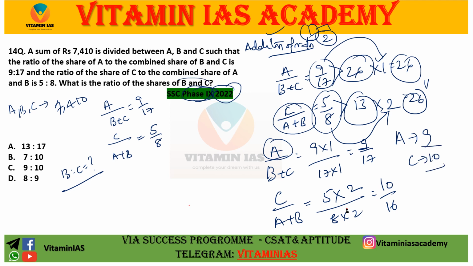But here they are asking for the B to C value. A we already know is 9, and C we already know. Just substitute here and you will easily get it. A plus B, how much? 16. You already know A is equal to 9, so 9 plus B is equal to 16. B is equal to 16 minus 9. What is the answer here? 16 minus 9, how much?